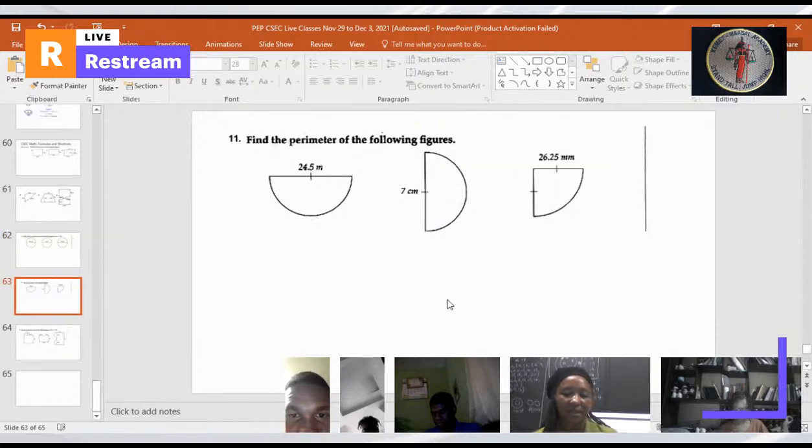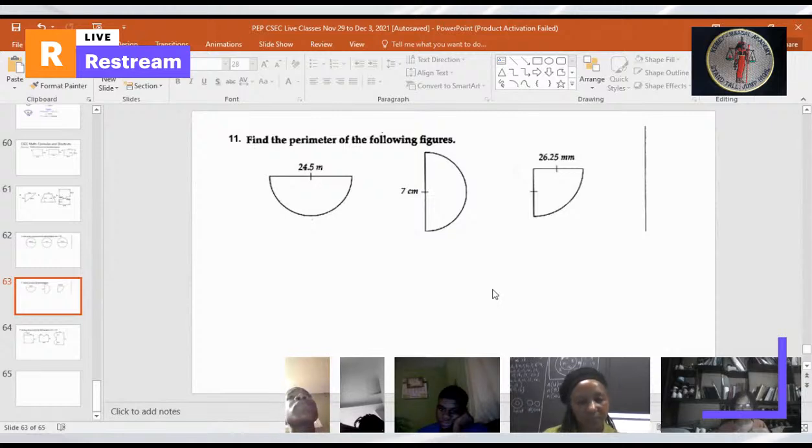All right. How about these guys here? What's the perimeter? Miss, 24.9, 77 meters, for the first one. How did you get it? Miss, 24.5 times 22 over 7. Times what? 22 over 7, or pi. What would that give you though?